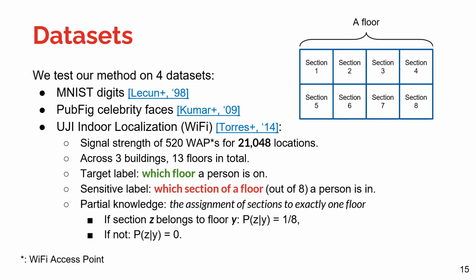The third dataset that we use is the UJI indoor localization dataset, from here on called the Wi-Fi dataset. This dataset includes the Wi-Fi signal strength of about 21,000 locations across 3 buildings and 13 floors in total, and there are 520 Wi-Fi access points in total. The target label here is which floor a person is on, and the sensitive label is which one of the 8 sections on each floor a person is in at any moment. The partial knowledge that we have is basically that given that a person is on a specific floor, they are obviously in one of the 8 sections on that floor. They couldn't be in a section that is on a different floor.